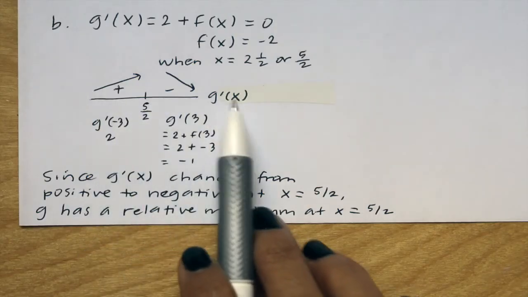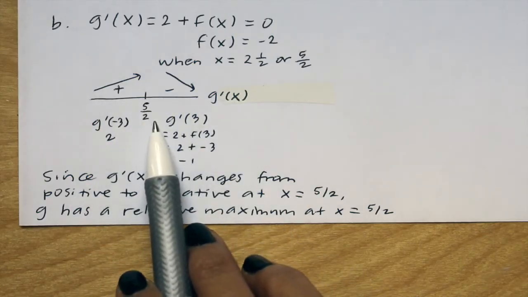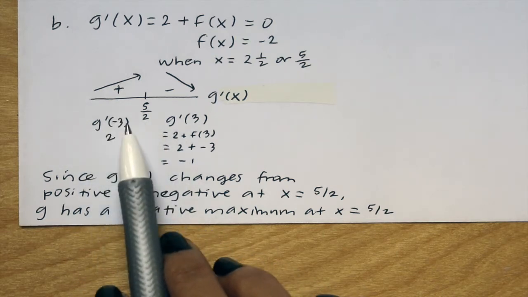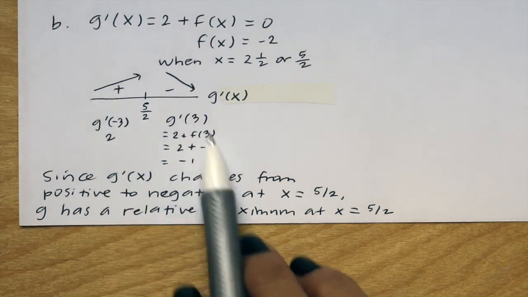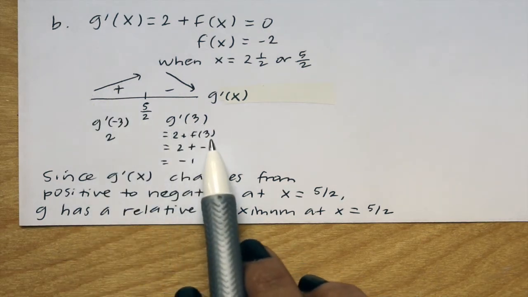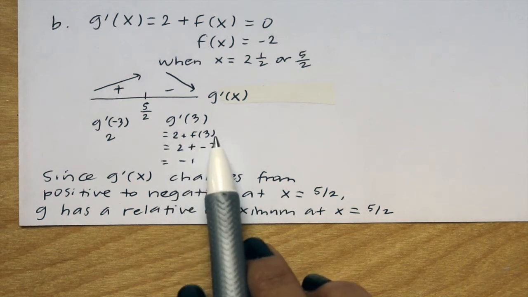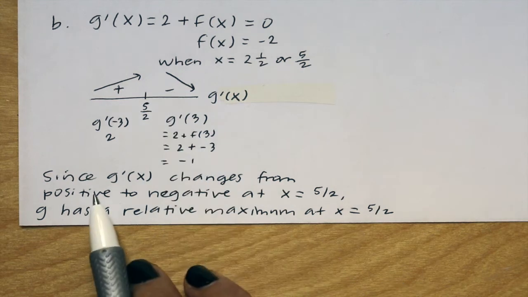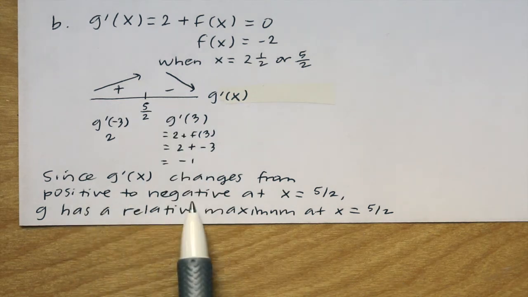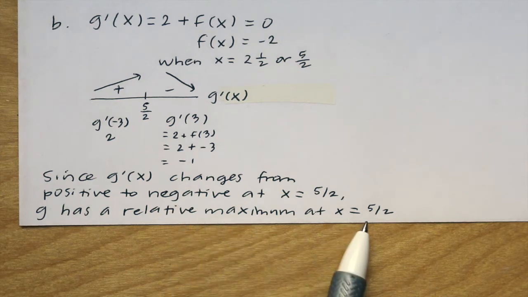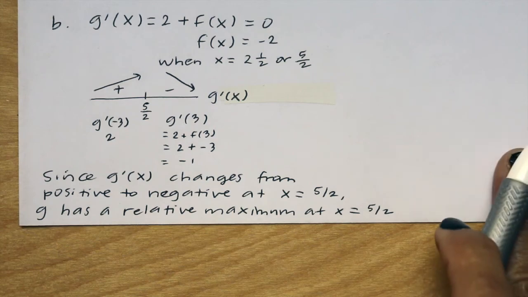I set up a number line for g prime and put 5/2 as our critical value. To the left of 5/2, we already know that g prime of -3 is 2, which is positive. So right here I showed the work of plugging in 3, so g prime of 3 would be 2 plus f of 3. According to the graph, f of 3 is -3. So you get -1, which is negative, and then I wrote it out. Since g prime changes from positive to negative at x equals 5/2, g has a relative maximum at 5/2. So now we've determined that 5/2 is a candidate for the absolute maximum of g.